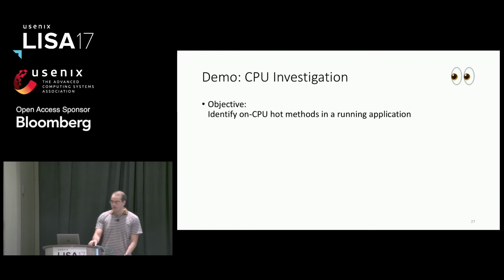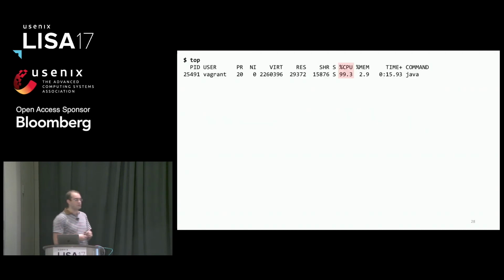So you have this JVM application. It's taking lots of CPU. You want to figure out where the CPU is going, what hot methods are running. So this is what it looks like in top. You have the Java process taking almost 100% of a CPU.